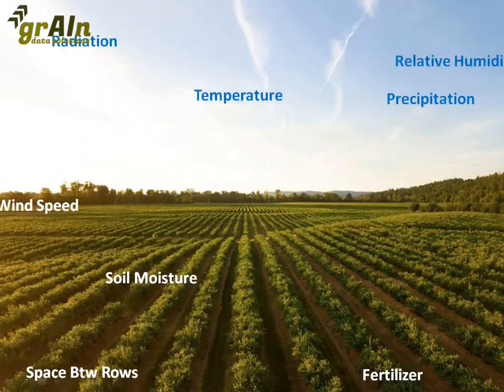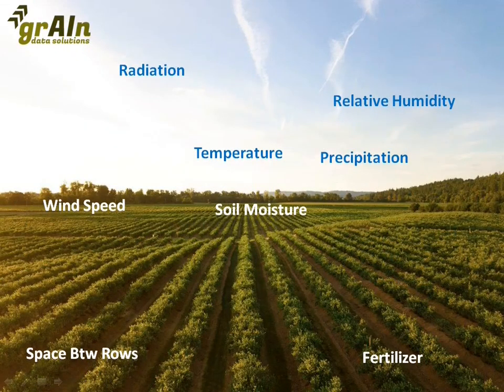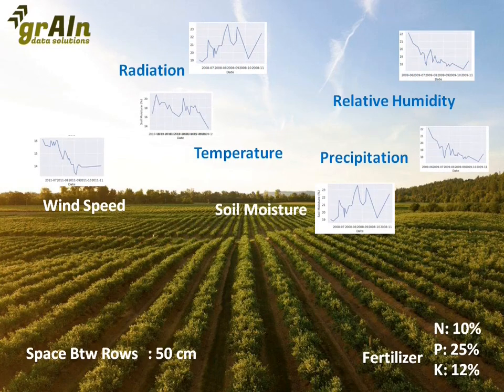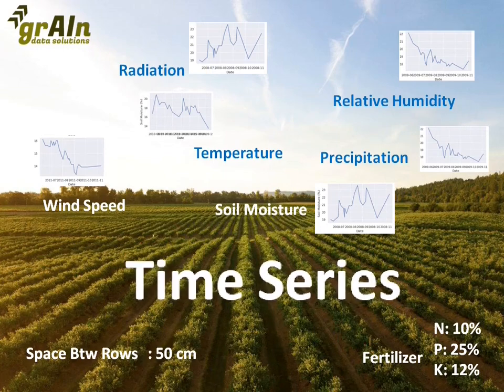There are many factors that shape the yield. Some of them are numbers, like the amount of fertilizers or the space between rows. But many of them, and actually most of them, are spread over time. They are called time series in data science.